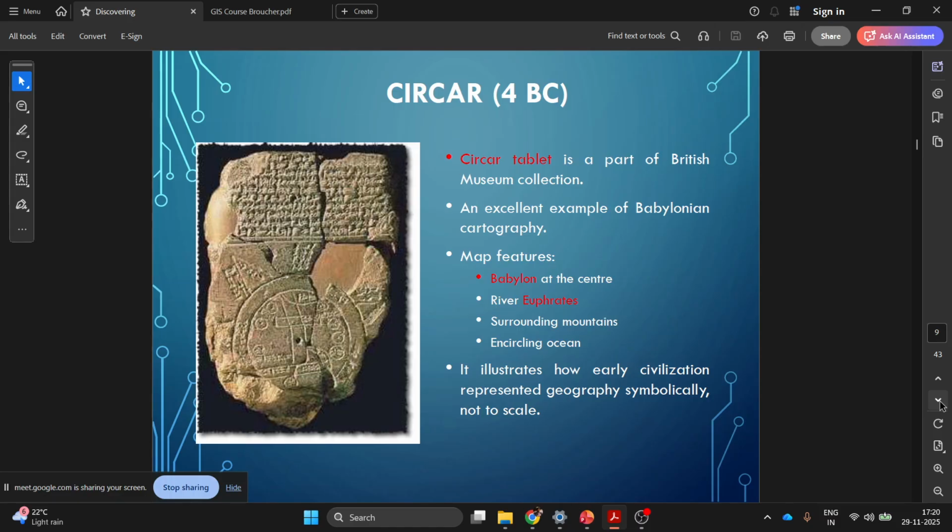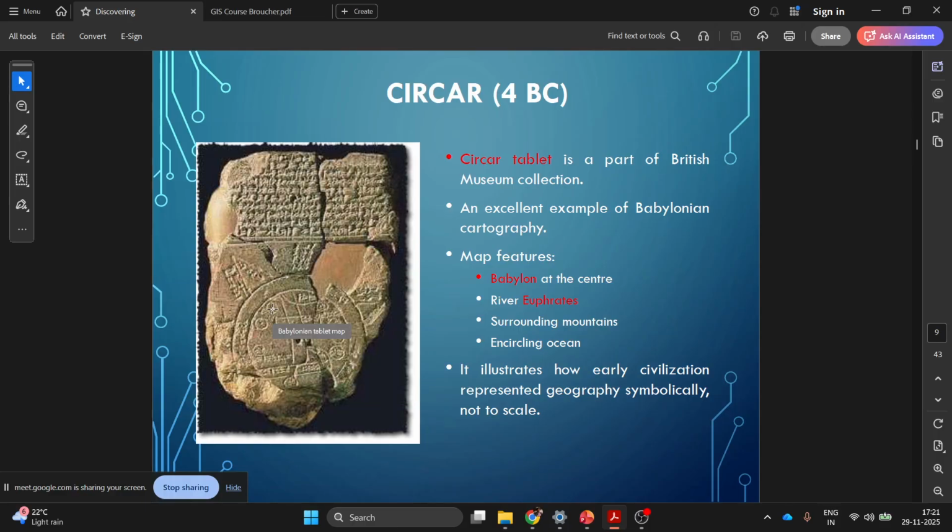And here you can see the river Euphrates, which is surrounded by mountains and encircled by an ocean. This map gives an idea of what the empire was like. The empire was built along a river, and there were a lot of mountains around it, and the other side was encircled by the ocean. So it illustrates how early civilization represented geography symbolically, not to scale.